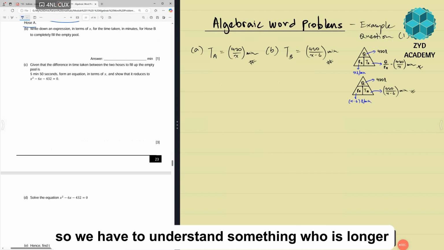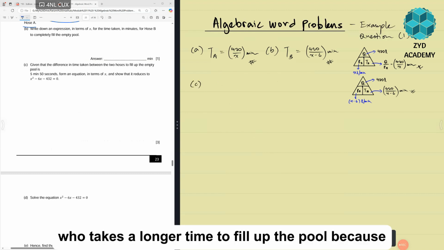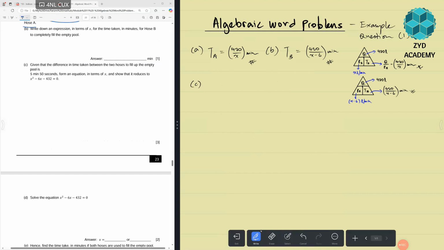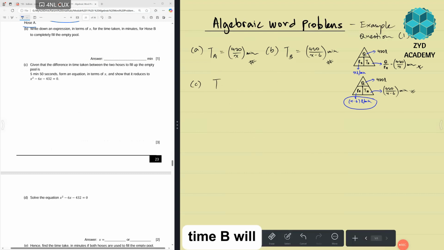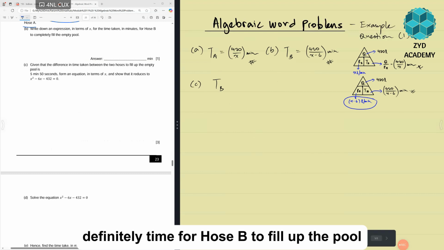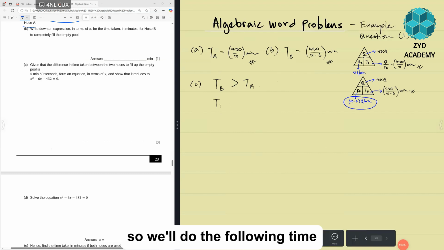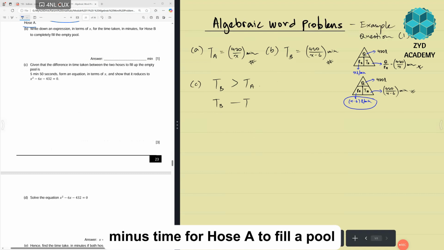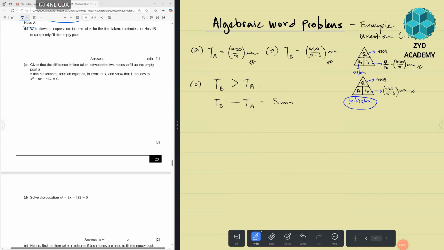Alright, so we need to understand something. Who takes a longer time to fill up the pool? Because hose B is slightly slower. Remember, our rate is X minus 6 liters per minute, so it's slower. So the time for hose B to fill up the pool is definitely more than the time needed for hose A to fill the pool. So we'll do the following. Time for B minus time for hose A to fill the pool equals 5 minutes and 50 seconds.